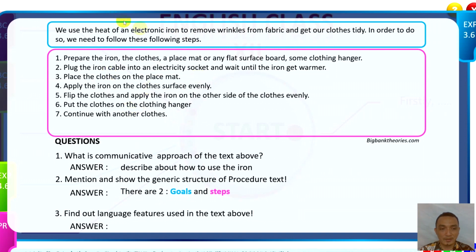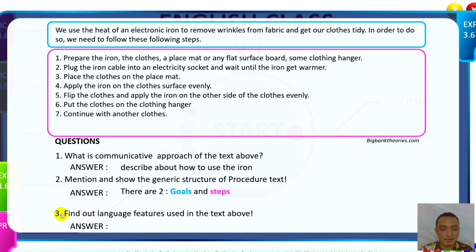So it is called the goals. And then the steps. The steps are the stages that you should do to make or to finish what we are going to process. So it is the steps. They are the generic structure of procedure text.